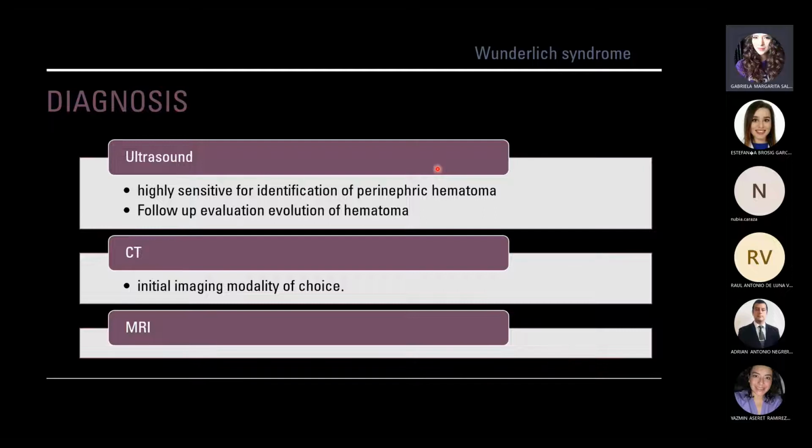The CT is the first imaging modality of choice, and the etiology of the bleeding is identified in only half of the cases on initial CT. The MRI might be performed when the bleeding source is not identified on the initial CT examination, and is useful in pregnant women.